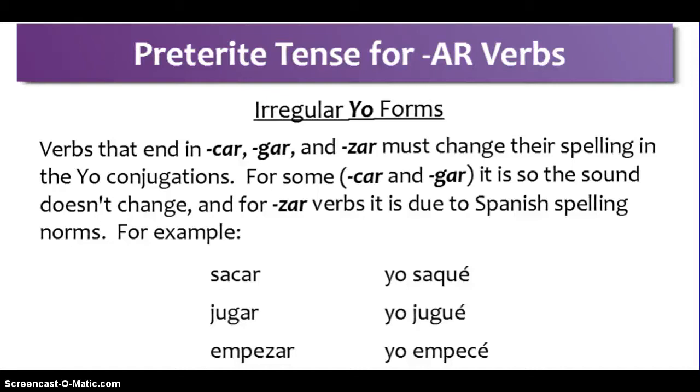ZAR changes in the preterite tense are just to conform to regular Spanish spelling rules. So empezar, when you conjugate for yo, you change the Z to a C before you add your E with the accent mark. So please write down those irregular yo forms so you can always spell those correctly.